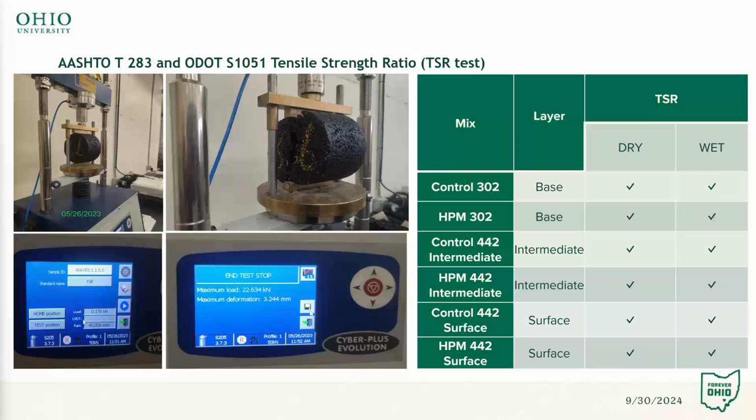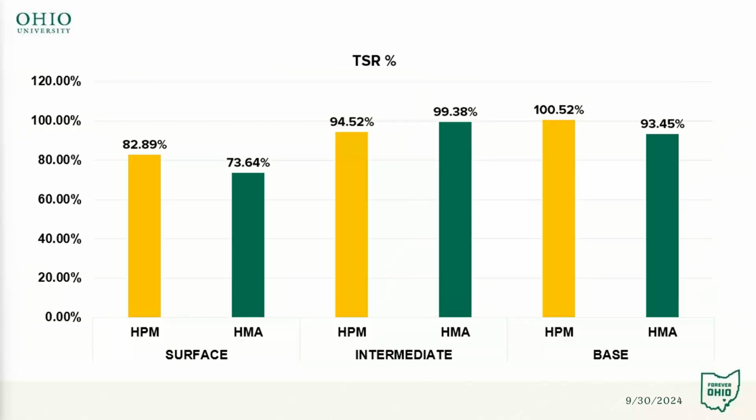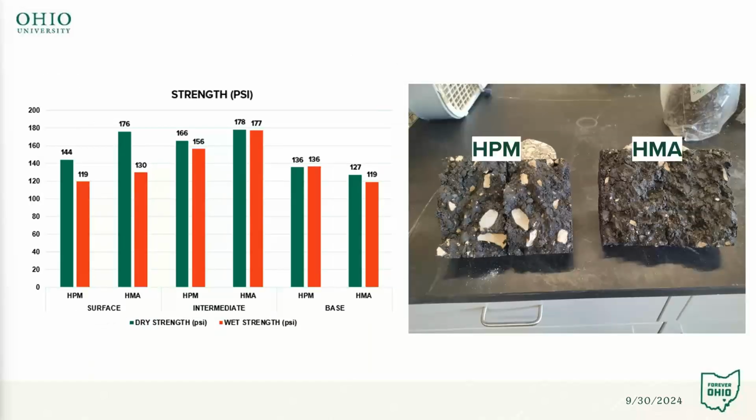The TSR, tensile strength ratio, was also conducted on the base, intermediate, and surface layers, both in the dry and wet conditions. And then again, the lab results showed that the HPM surface, intermediate, and base layers were better than the HMA in terms of the laboratory test results that we received. And then this is the strength in PSI of both the HPM and HMA surface, intermediate, and base layers.